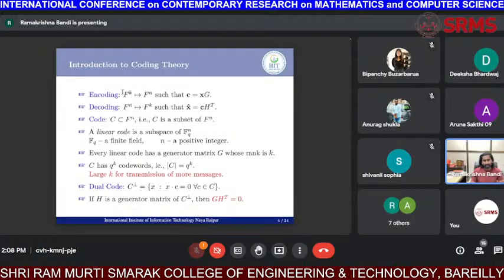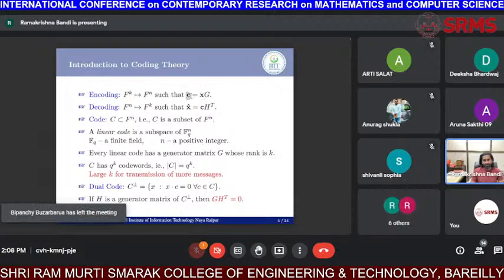While you are encoding, if X is the message intended to be communicated, you simply multiply it with G. The length of X is K, and G is of order K by N. When you multiply these two, we get a row vector of length N, 1 cross N. So it's a code word of length N. That means we are converting a vector of length K to a vector of length N.